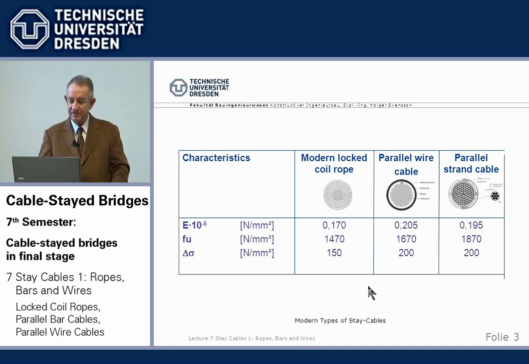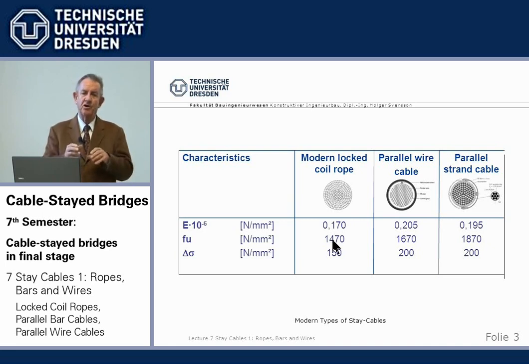Now, we have here the ultimate strength for coil ropes is about 1470, parallel wire 1670, parallel strand 1870, which means for the same amount of steel, the same tonnage in parallel strand cables, we can carry more load. And that is a first indication that parallel strand cables may be the most economic, besides many other reasons, but that is a fact. Why are they different in strength?